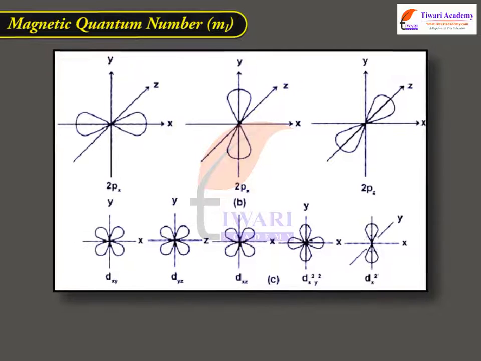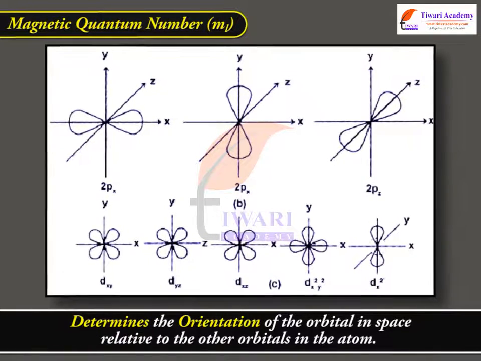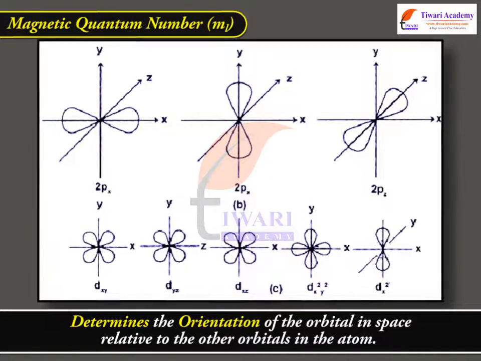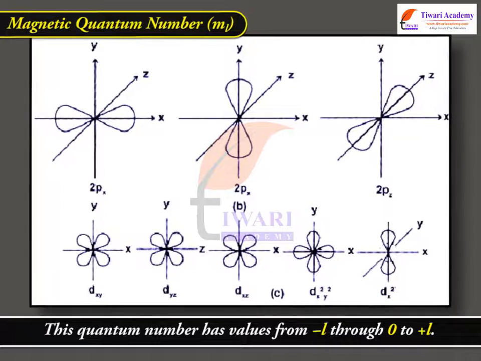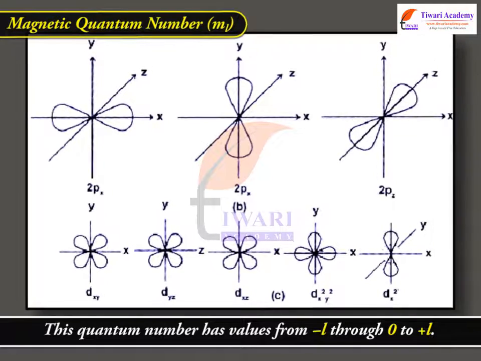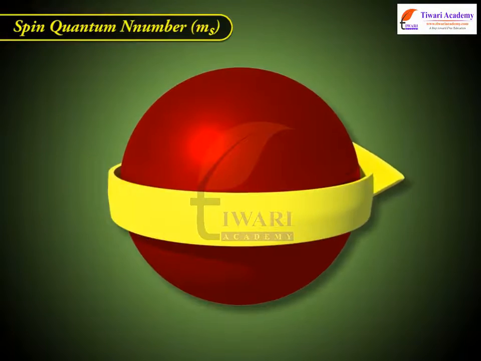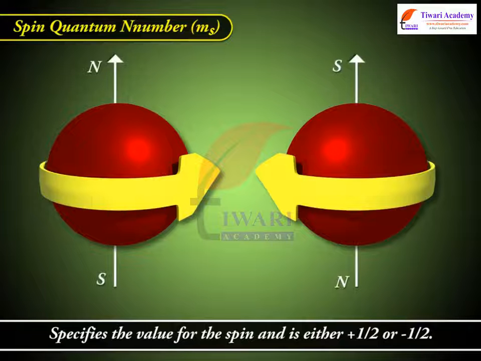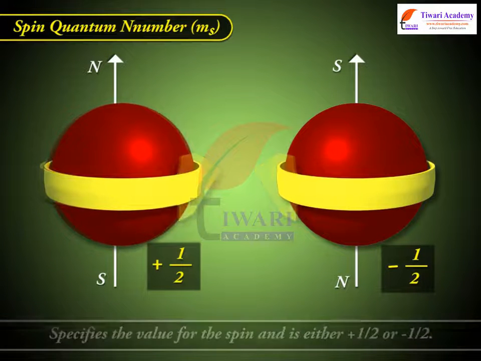Magnetic quantum number ml determines the orientation of the orbital in space relative to the other orbitals in the atom. This quantum number has values from -l through 0 to +l. Spin quantum number ms specifies the value for the spin and is either +1/2 or -1/2.